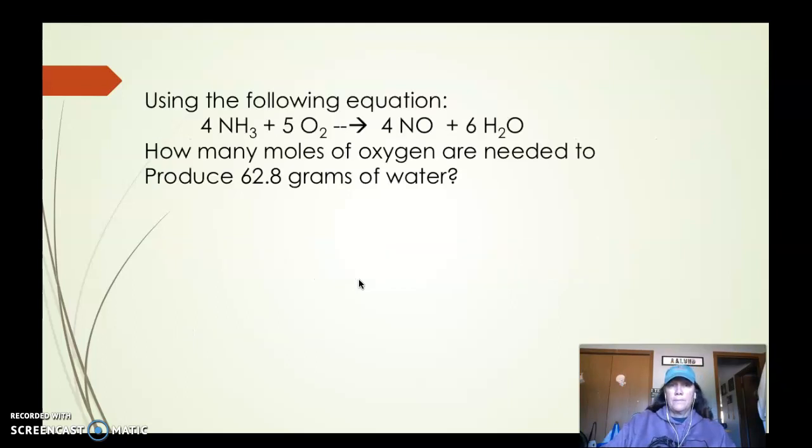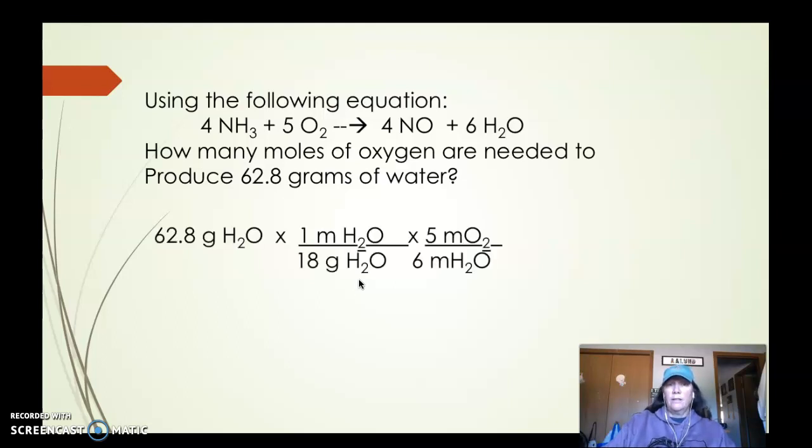Okay, here's another one. How many moles of oxygen are needed to produce 62.8 grams of water? Again, we've got a balanced equation. Life is grand. So I write down what I know: 62.8 grams of water. I want to put grams of water on the bottom, 18, and 1 mole of water on top. That's what it weighs. Remember, don't use your balanced equation. I wouldn't write 6 here. All I'm doing is converting grams to moles, so it's always going to be 1. The only time you use your balanced equation is when you do your mole ratios.